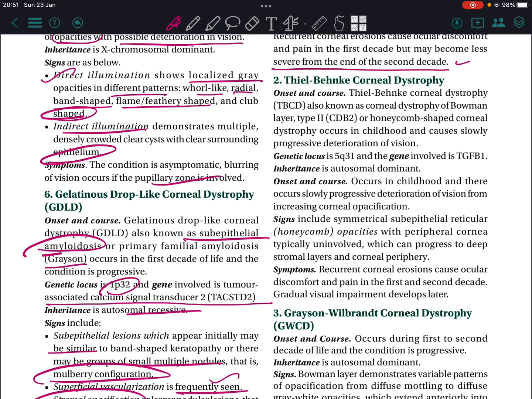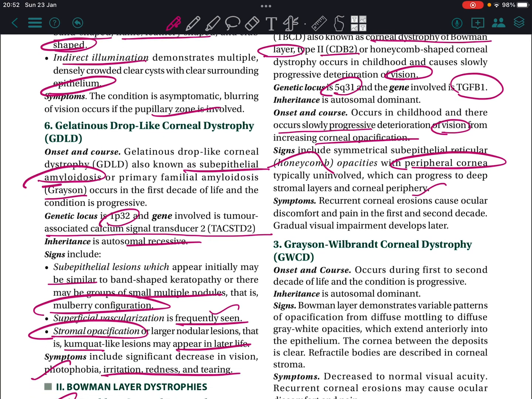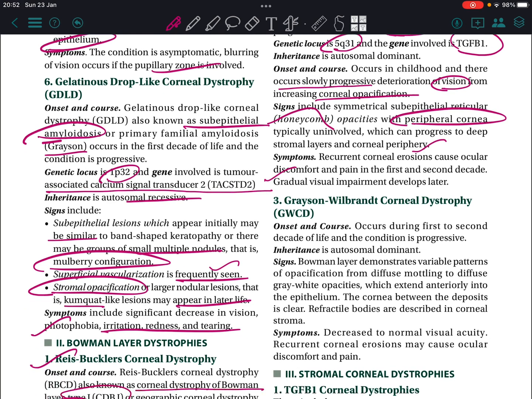Thiel-Behnke corneal dystrophy. Onset and course: Thiel-Behnke corneal dystrophy, also known as corneal dystrophy of Bowman layer type 2 (CDB2) or honeycomb-shaped corneal dystrophy, occurs in childhood and causes slowly progressive deterioration of vision. Genetic locus 5q31, the gene involved is TGFBI. Inheritance autosomal dominant. There is slowly progressive deterioration of vision from increasing corneal opacification. Signs include symmetric subepithelial reticular opacity with peripheral cornea typically uninvolved, which can progress to deep stromal layers and the corneal periphery. Symptoms: recurrent corneal erosion may occur, causing ocular discomfort and pain in the first and second decade.